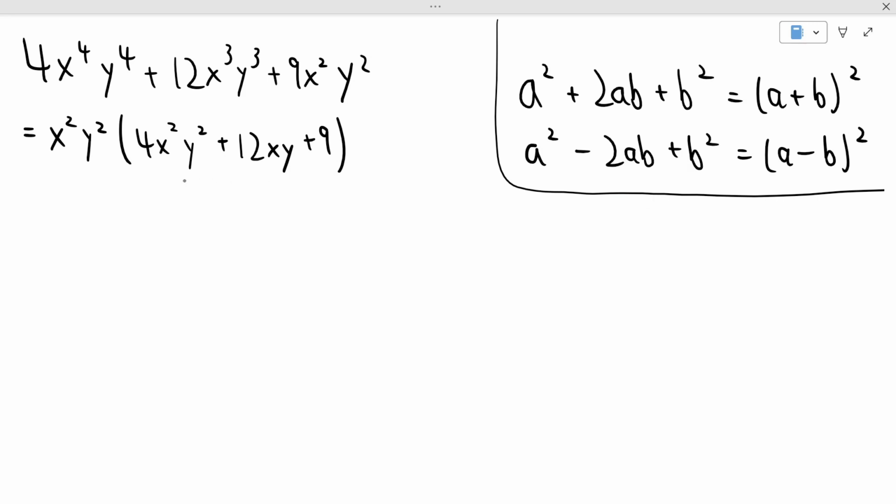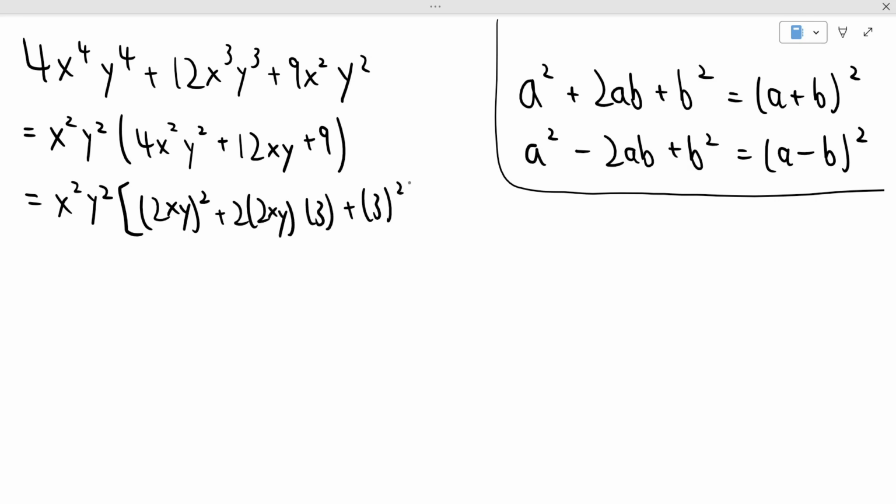So if we look at the expression inside the parentheses, we can see that it's a perfect square expression because we can rewrite 4x squared y squared as 2xy all squared and 9 as 3 squared. And we can rewrite the remaining term, 12xy, as 2 times 2xy times 3. So the expression inside the parentheses is in the form a squared plus 2ab plus b squared, where a equals 2xy and b equals 3. So we can rewrite that expression as 2xy plus 3 all squared.